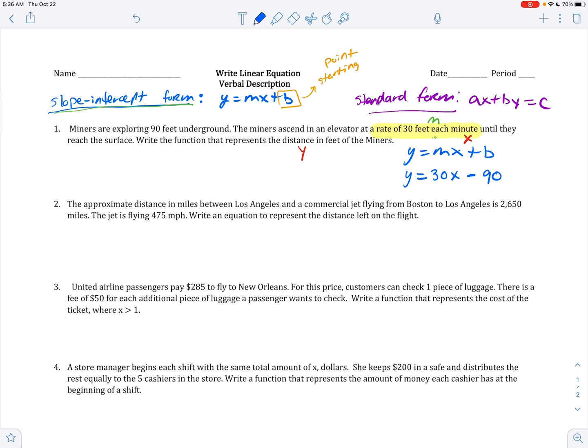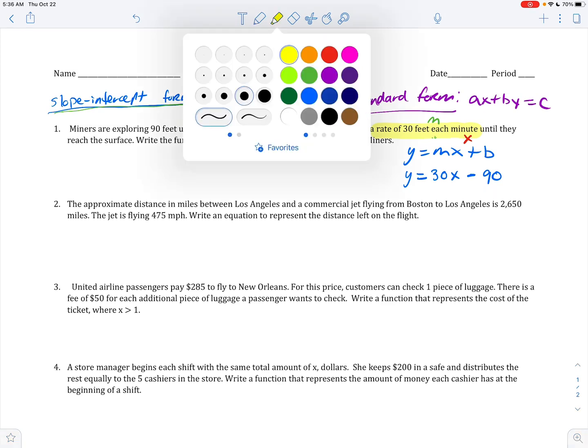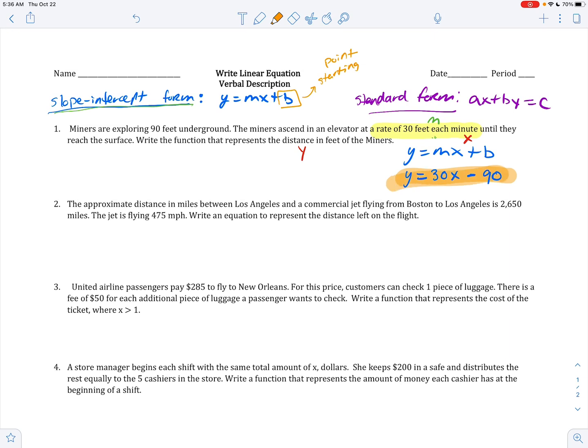Okay, I'm going to add a twist to it, right? This is it. This is our answer right here. We need to go no further. Here's our equation. But the question is, how many seconds might it take them to get to surface level, right? Don't answer it. It's just a thought, right? All right, let's go to number 2.